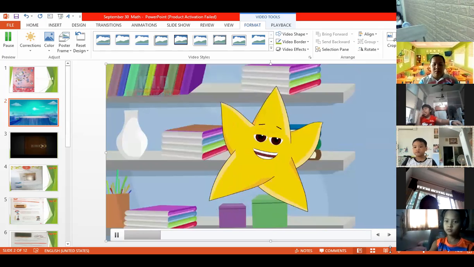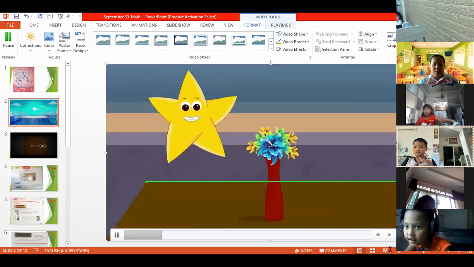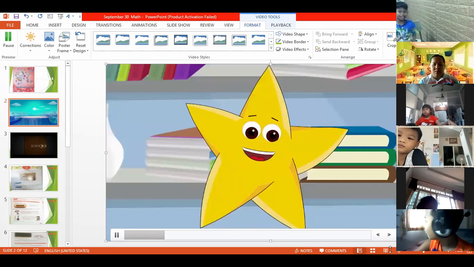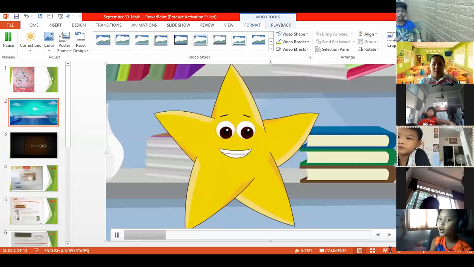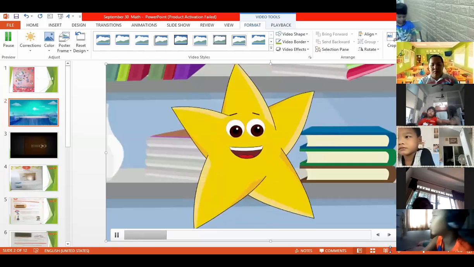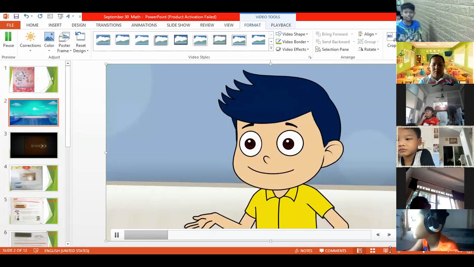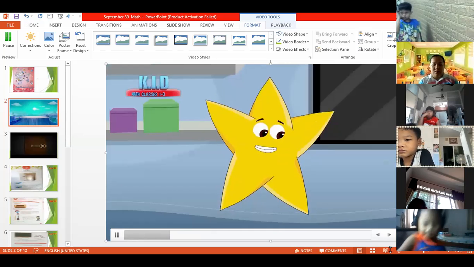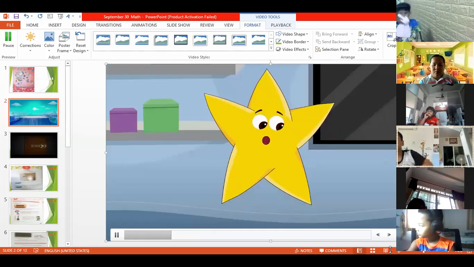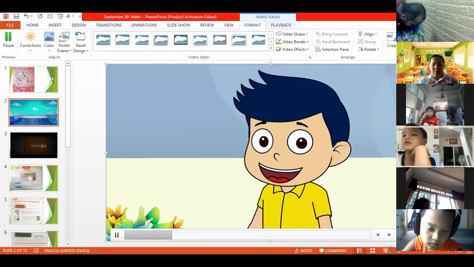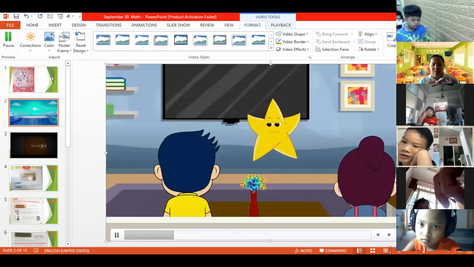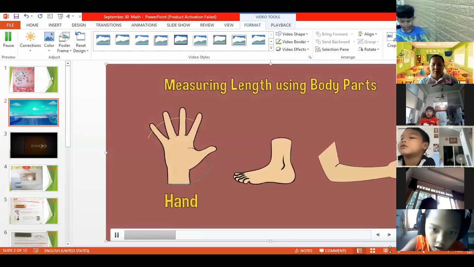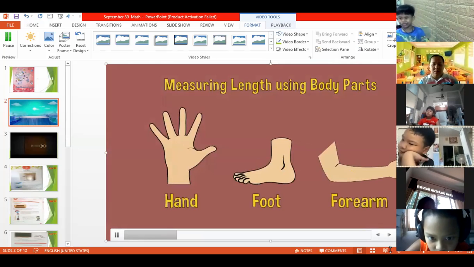Now look here. How do we know how long this table is? Or how tall is this bookshelf? So, how do we measure them? We use length to measure the distance between the two ends of an object. So now, how can we measure the length of this room? Well, in the earlier days, people used their body parts like their hand, foot, or forearm to measure the length of an object. Body parts? Hand, foot, forearm? Yes, let me explain. People use their body parts like hand, foot, or forearm to measure the length of an object.